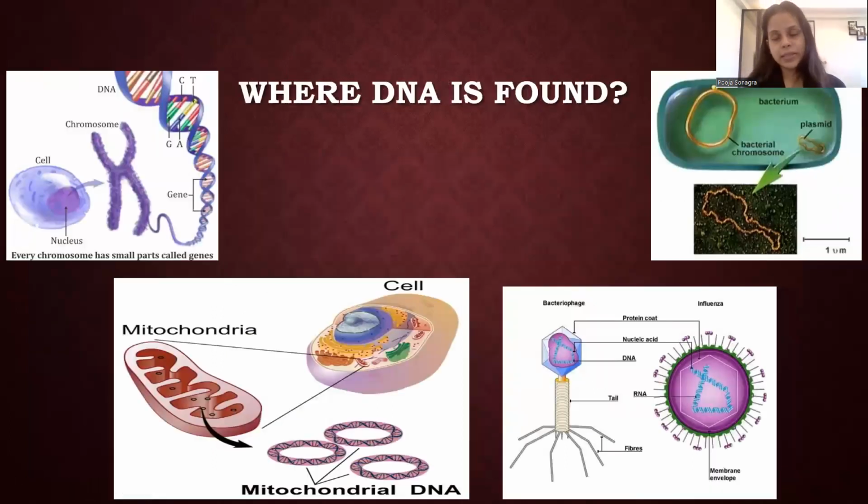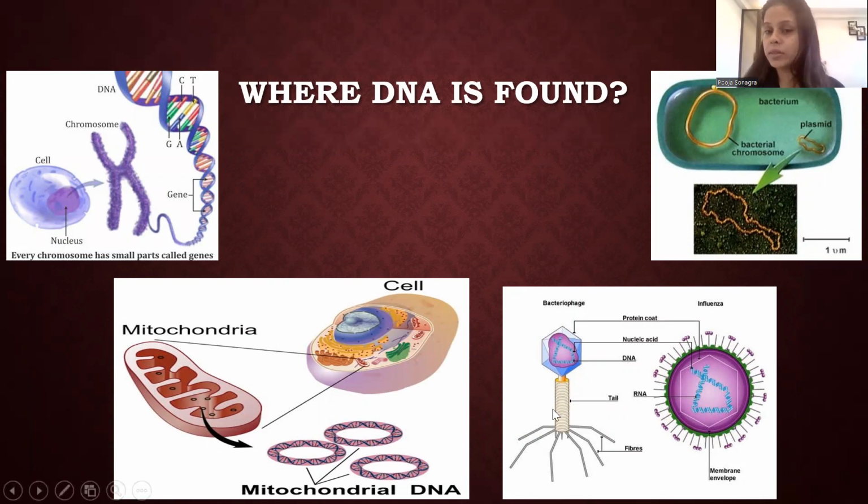So where exactly is this DNA found? When we talk of eukaryotes, there is a nucleus, where the DNA content will be there. But along with that, in mitochondria also the DNA is there. And in plants, if we see, in chloroplast, the DNA is there.